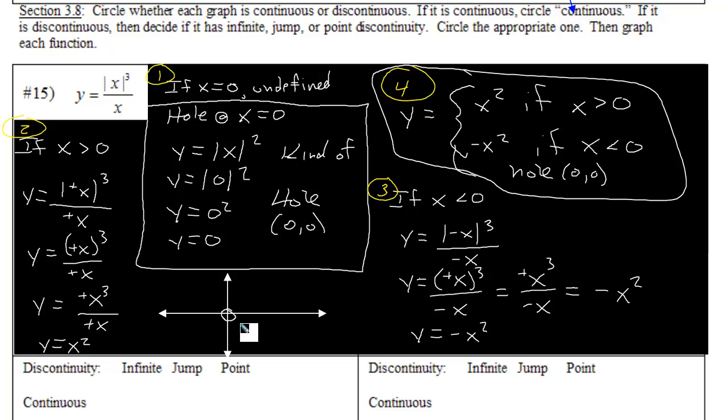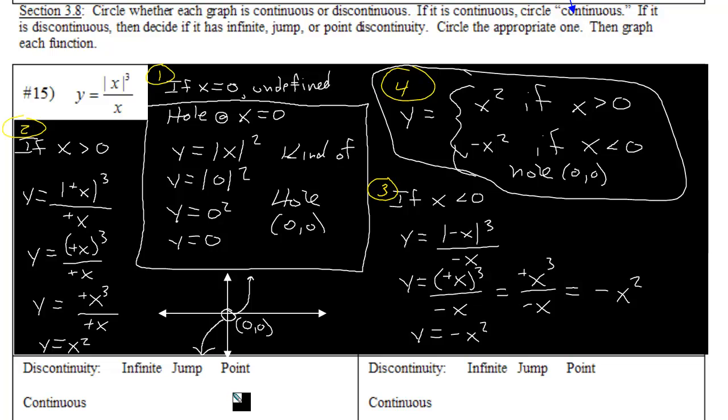The hole at 0, 0. So here's what a parabola looks like. It opens up, but it says if x is greater than 0, then you just graph the right part. This is y equals negative x squared, which looks like this. But it says here if x is less than 0, that's over here, just graph the left part. So the graph looks like this.